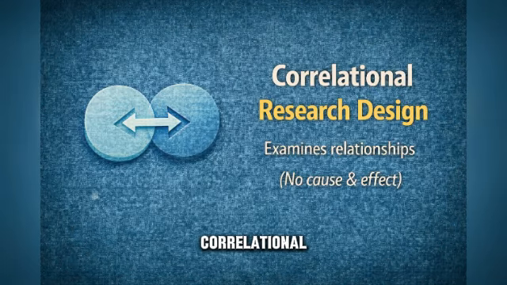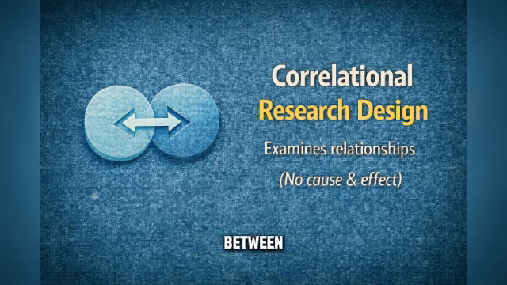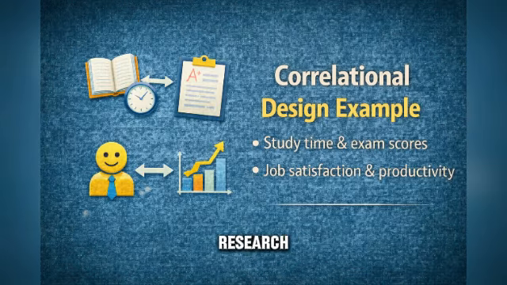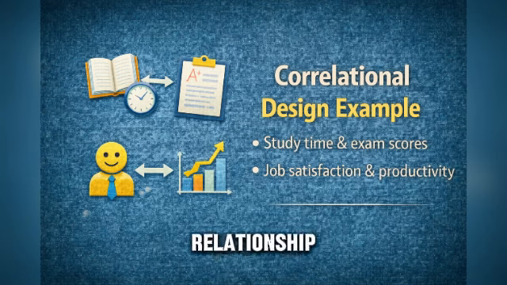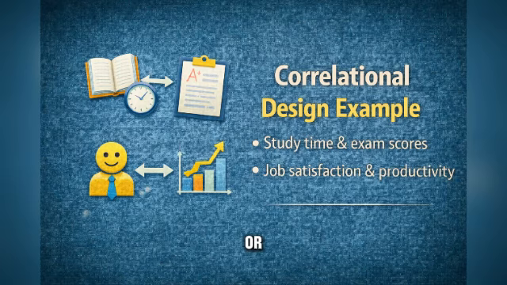Next is correlational research design. Correlational design examines the relationship between two or more variables. It answers the question, are variables related? Important point. Correlation does not mean causation. Here is an example of correlational research design. A study that examines the relationship between study time and exam performance, or job satisfaction and employee productivity. The researcher measures variables and analyzes their relationship using correlation or regression.